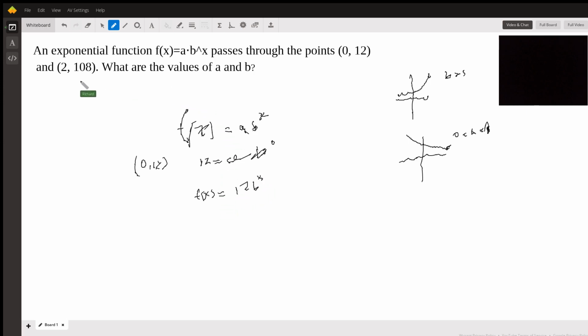Now we can use this other value, (2, 108). We'll plug that in. We'll get 108 equals 12 b to the 2. Divide both sides by 12. And 108 over 12 is 9. So that's 9 equals b squared.